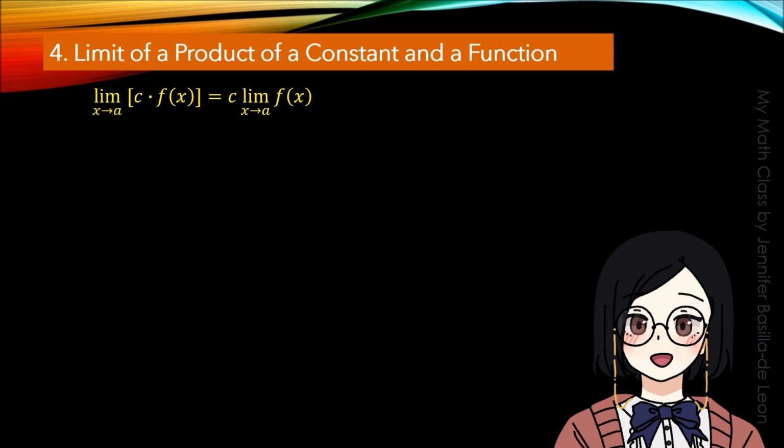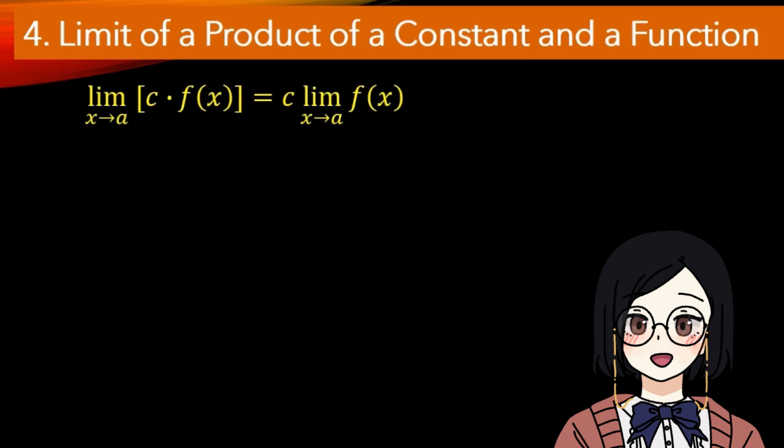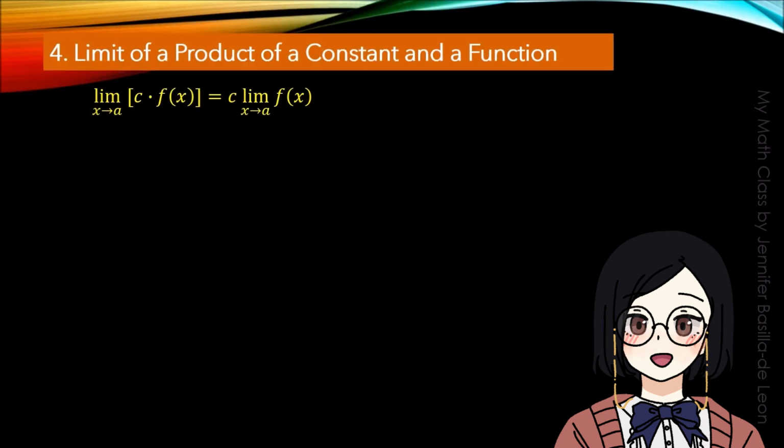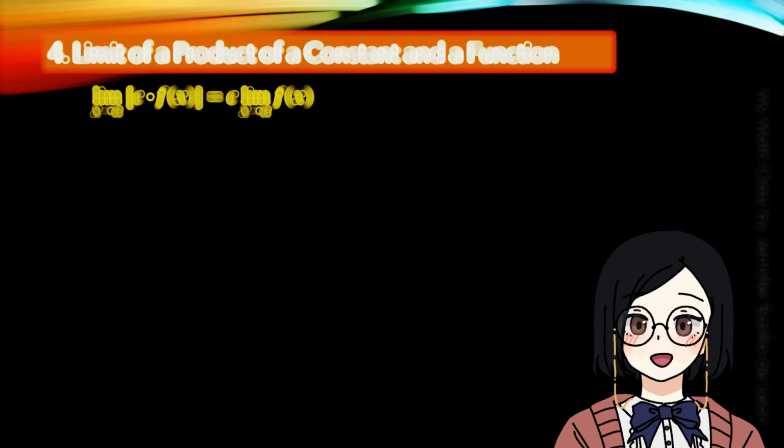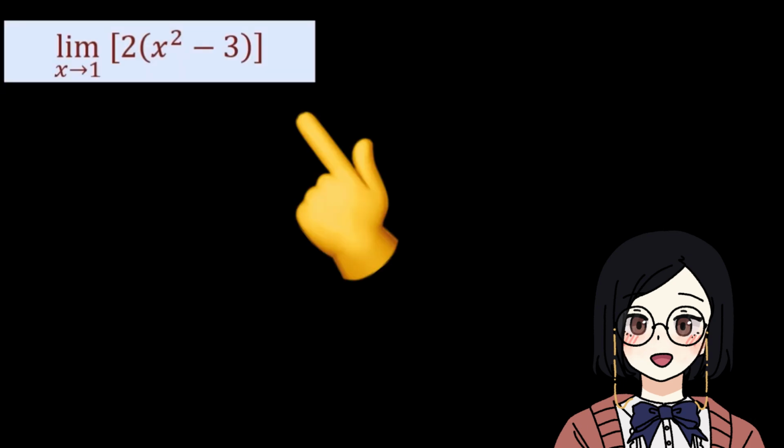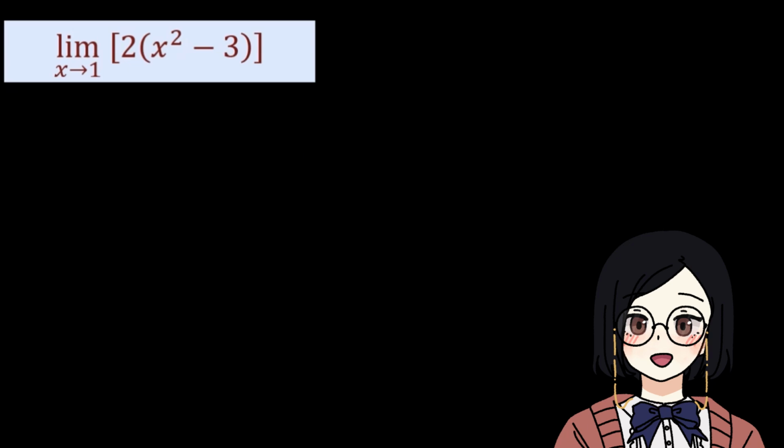The next limit law governs when there is a product of a constant and a function. In evaluating such, all we have to do is to multiply the constant to the limit of the function after it has been evaluated at the value which x approaches. Let's work on this example. Evaluate the limit of 2 times the quantity x squared minus 3 as x approaches 1.